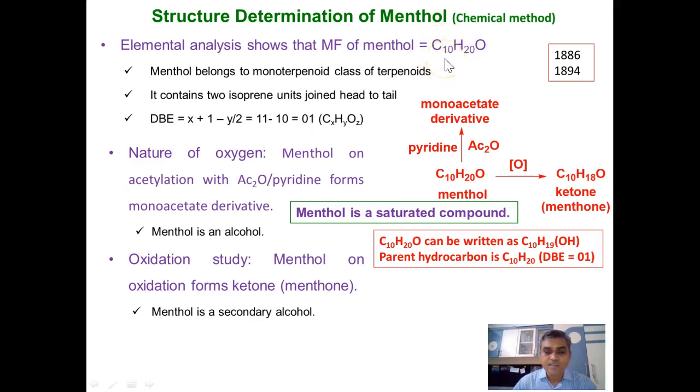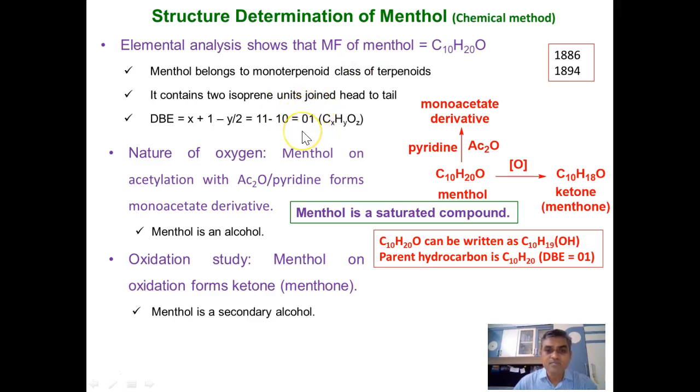So we get a broad idea just by counting the 10 carbon atoms in the molecular formula of menthol. The second piece of information that we get from the molecular formula is the degree of unsaturation or double bond equivalence. How many double bonds or how many rings are present in menthol, that is nothing but the degree of unsaturation or double bond equivalence. For a molecular formula CxHyOz, the double bond equivalence is calculated by x plus 1 minus y by 2. If you put in these values here, the degree of unsaturation is found to be equal to 1 in menthol.